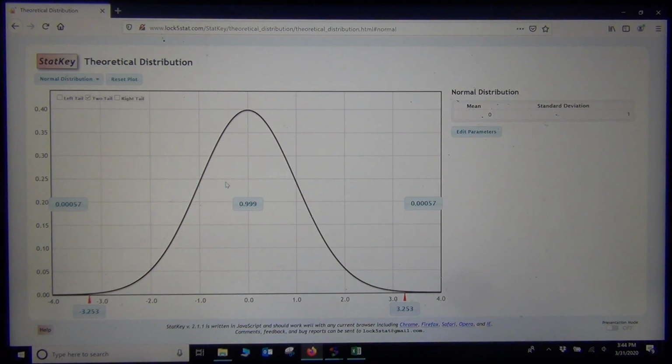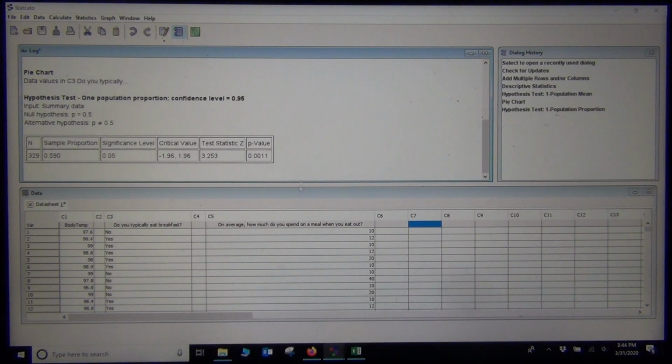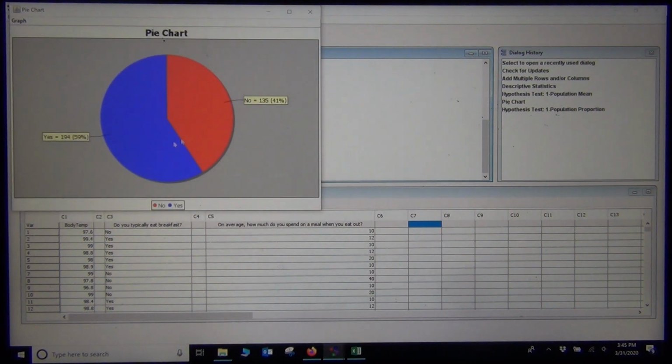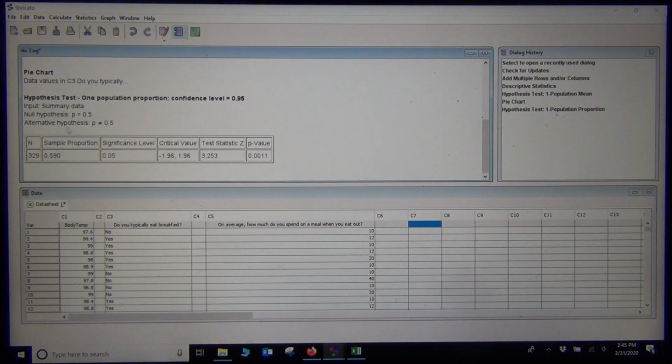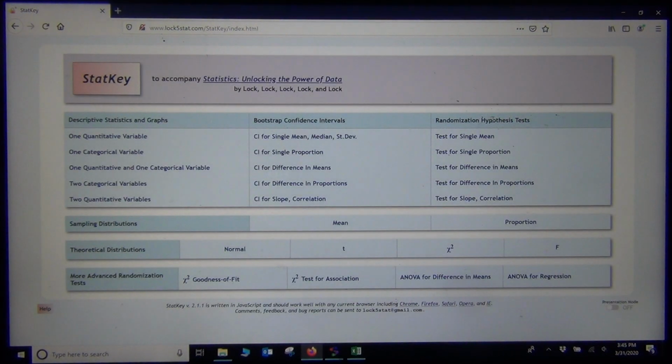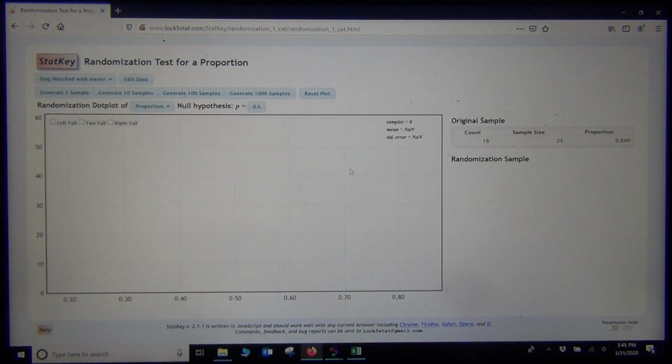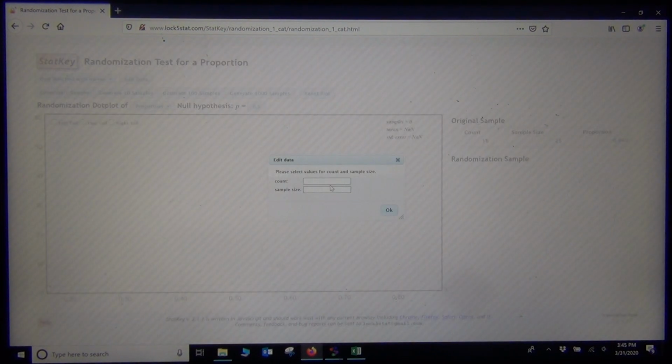Now, suppose I wanted to do this problem with a randomized simulation. So what if I want to get the p-value from a randomized simulation? All right, well, we can do that. Again, I have 194 people out of 329 total. So if I go to StatKey, under randomized hypothesis test, this is the randomized simulation for proportions. You click test for single proportion. Now we're going to simulate the null hypothesis. Again, I'm going to leave it as 0.5 since that's what I put in. And I want to put in edit data. I'm going to put in 194 out of 329.